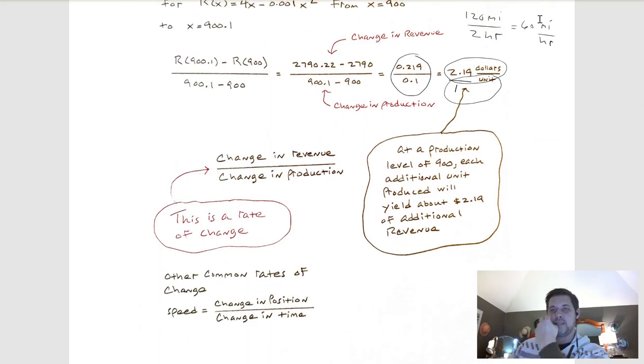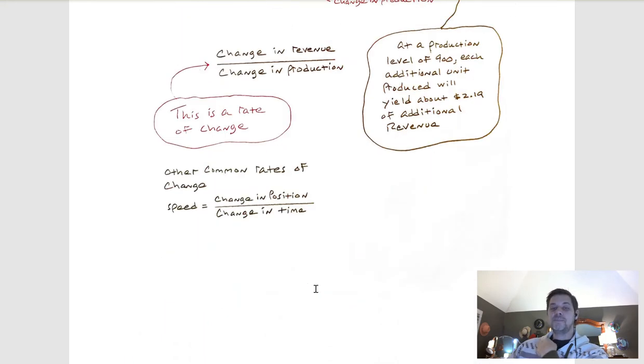Your car can change its position 60 miles in total distance, and the change in time on a clock could be an hour, and that's 60 miles per 1 hour. It's a speed, okay? So that's a real common rate of change that everybody experiences all the time.